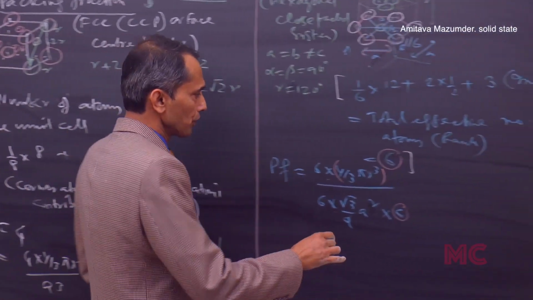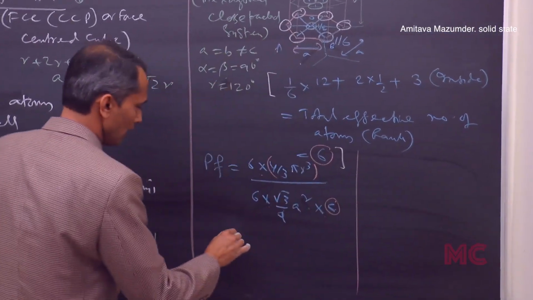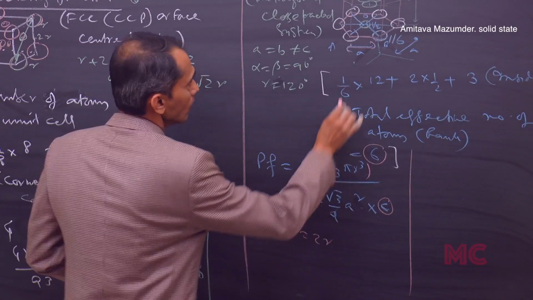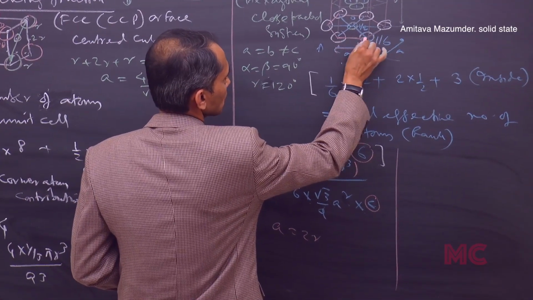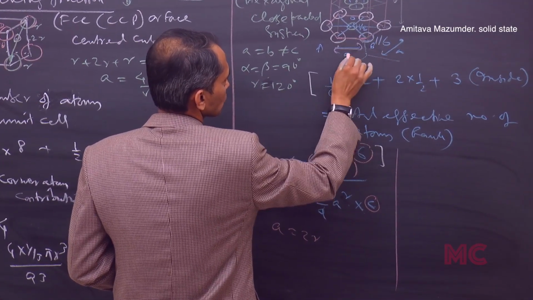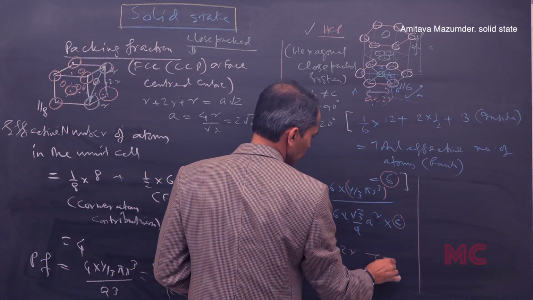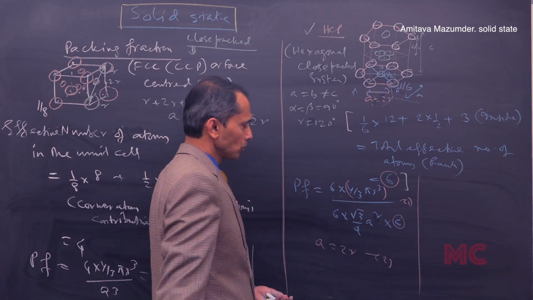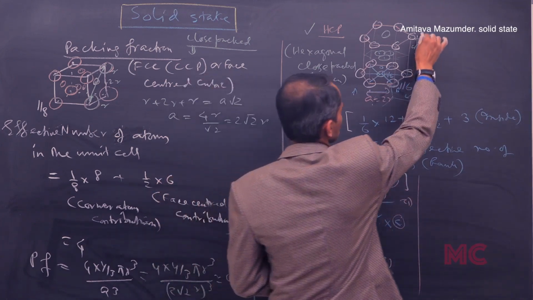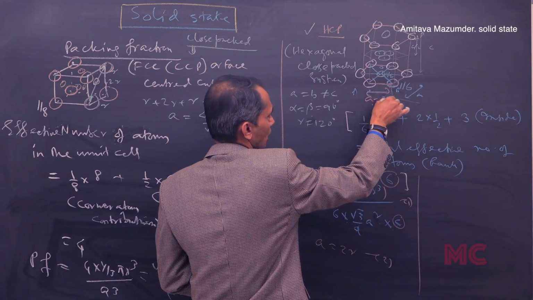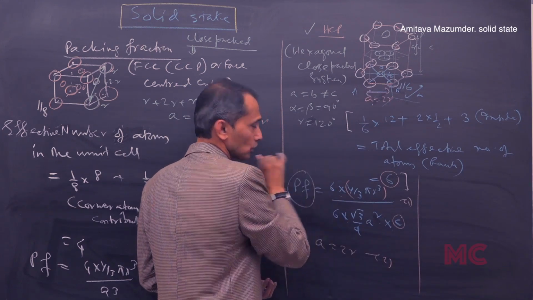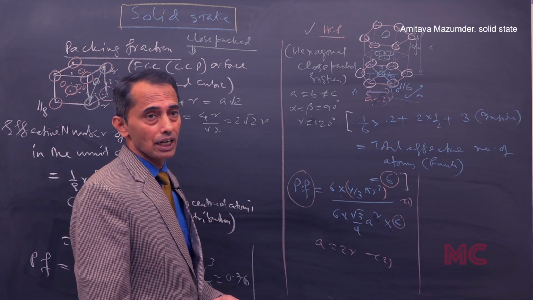This c we don't know, but a we know. Because these two atoms are in contact, I can write a equal to 2r. So a equals 2r, let's say equation 1. Now we have to calculate c in terms of r, because in the packing fraction we can't have any r, a, etc.